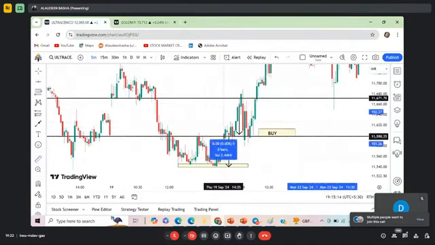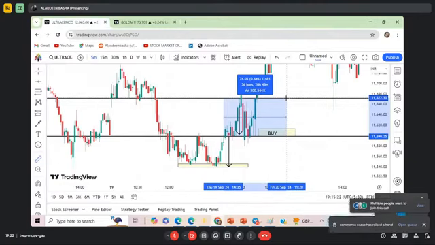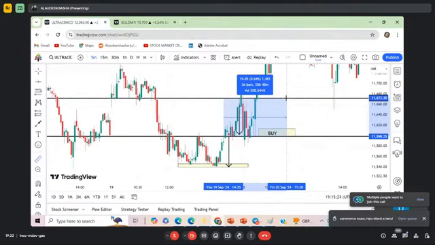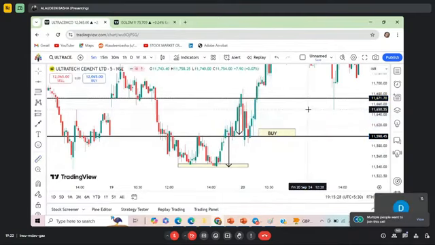How many points? 73 points, almost 0.64%. So more than 0.5% in a 5 minutes time frame is a very good profit. Is it clear with the double bottom?